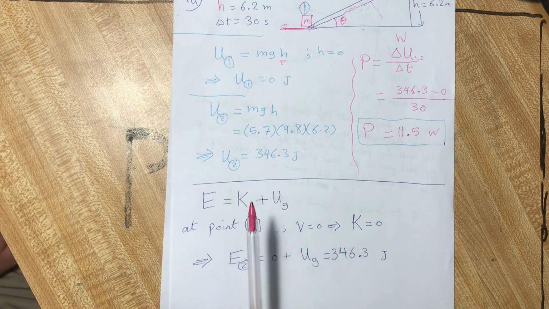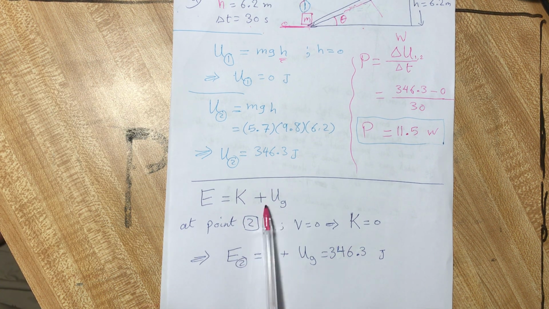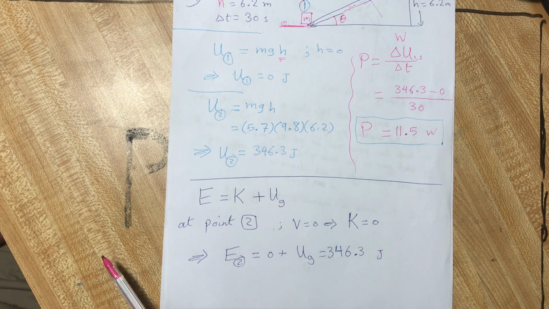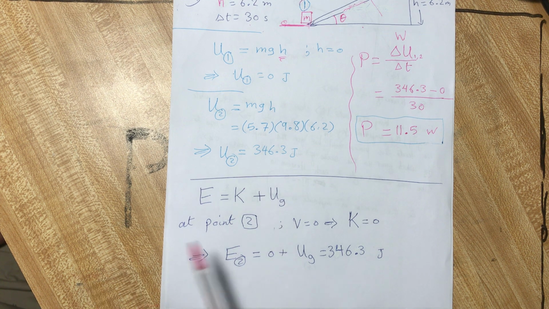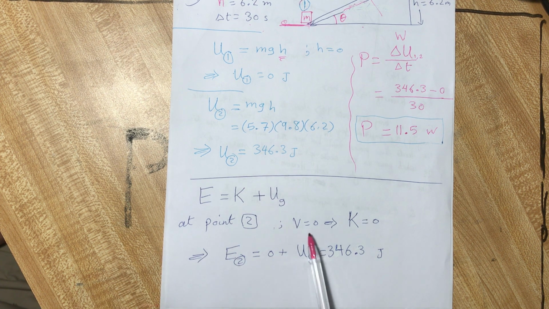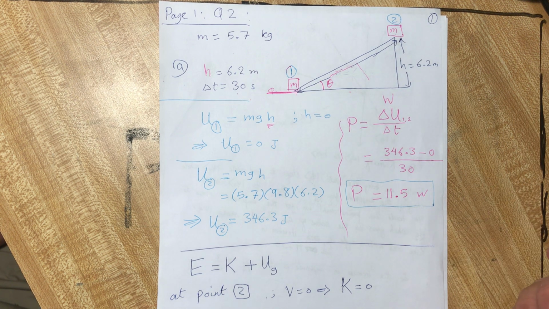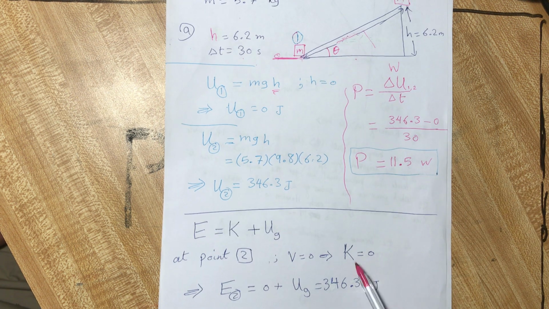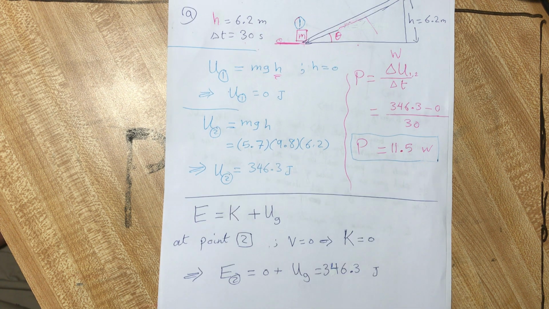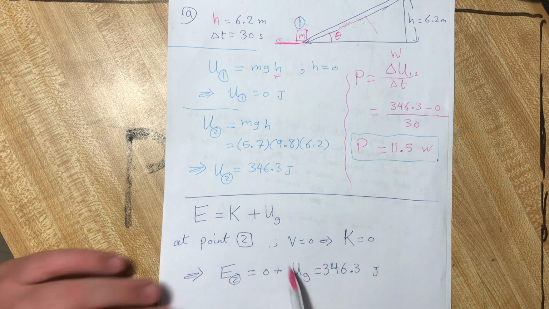Okay, now we need to remember that we are always dealing with a conservative force. The mechanical energy is equal to kinetic energy plus the potential energy due to gravity. At point 2, the velocity is 0. The body is stationary, so the kinetic energy is 0. So all the mechanical energy is equal to the potential energy, which is 346.3 joules, which is always constant.